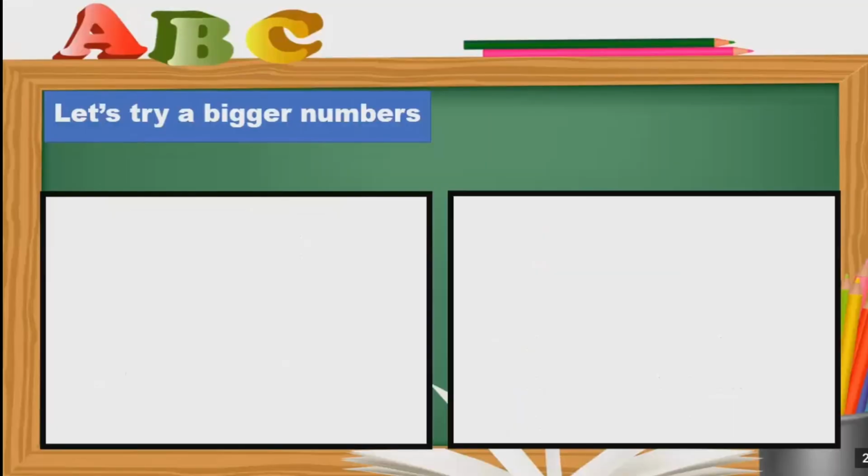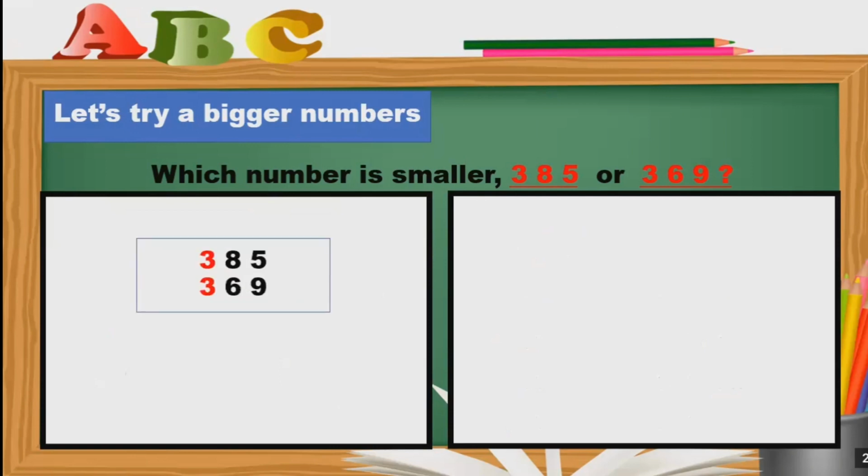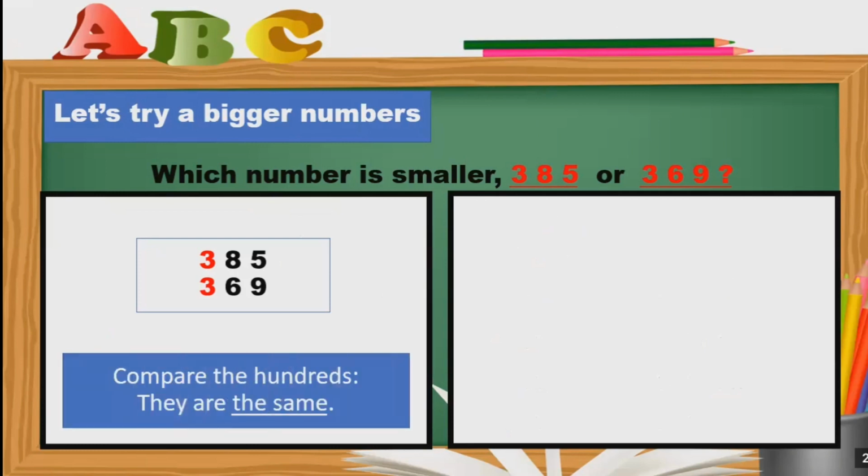Now, let's try a bigger number. Which number is smaller, 385 or 369? Again, 385 or 369. Now, just compare the hundreds.